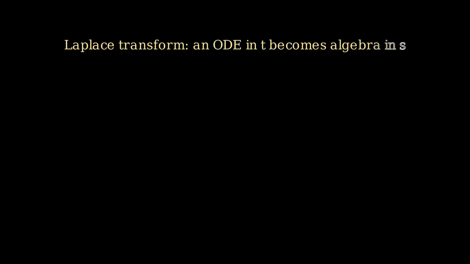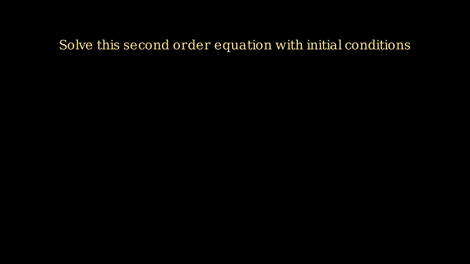The Laplace transform turns a differential equation in t into an algebraic equation in a new variable, s. We want to solve the equation y double prime plus 4y equals 0 with the starting conditions y of 0 equals 0 and the derivative of y at 0 equals 3.